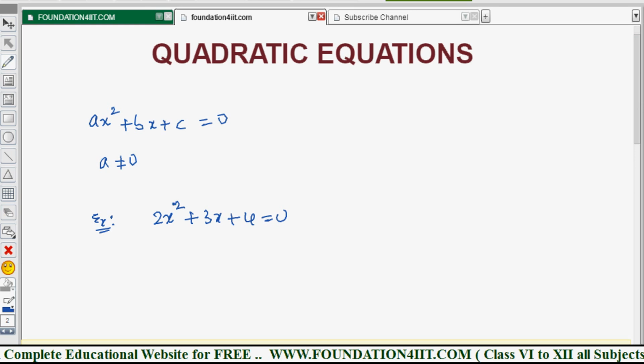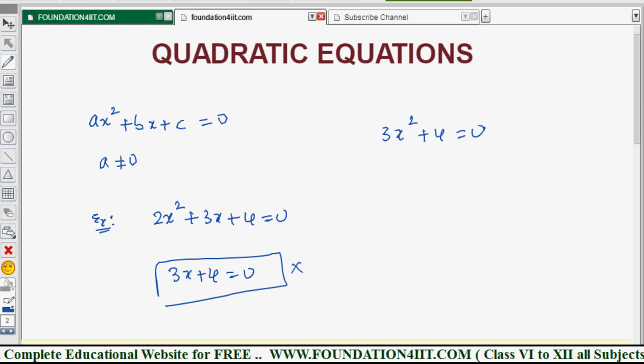If it is 0, it means this entire term is not there. So 3x plus 4 is equal to 0 is only a linear equation. So it's not a quadratic equation. The highest power being 2 is a must. For example, 3x square plus 4 is equal to 0 is also a quadratic equation because the highest power is 2.